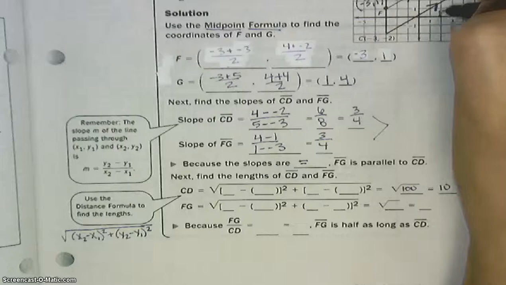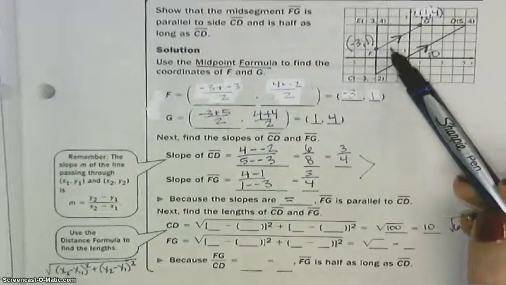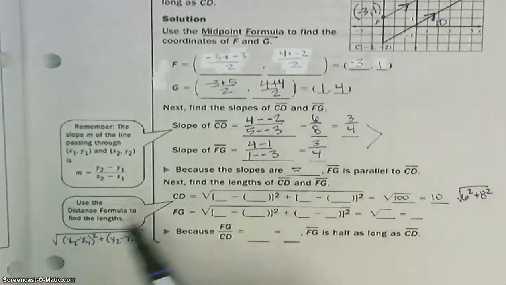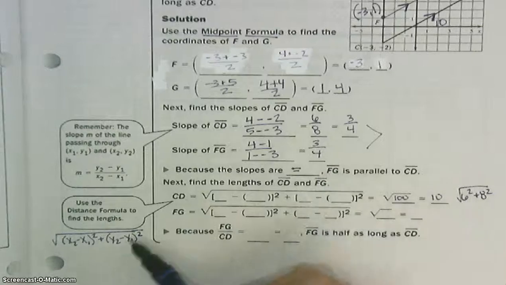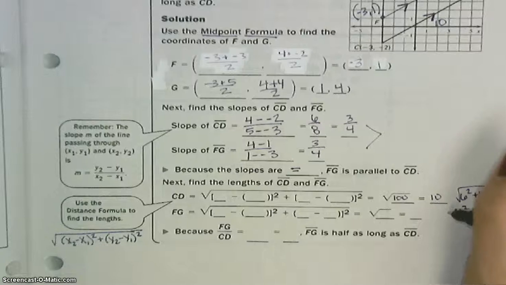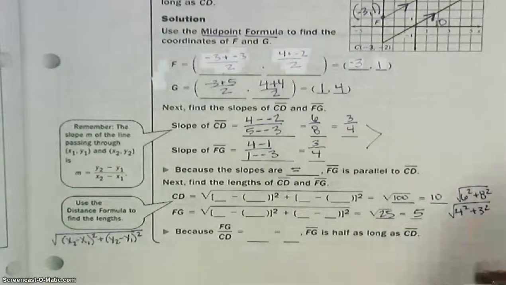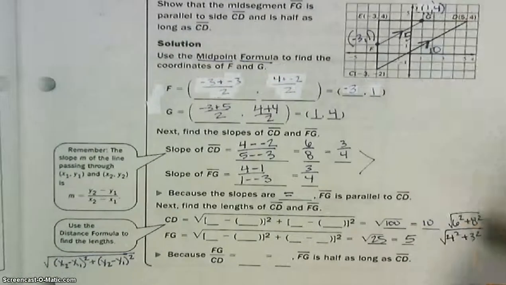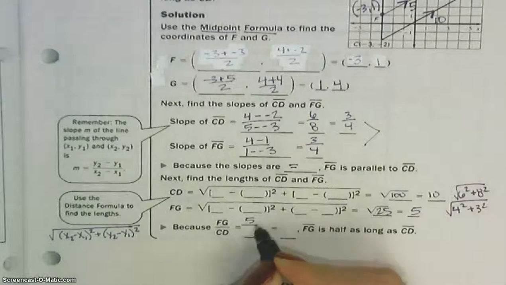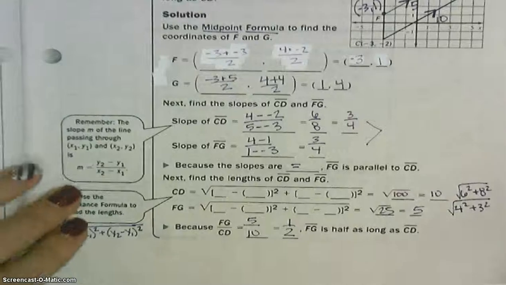So CD is 10. Now we need to find the length of FG. It should be 5, if we did a good job. Let's check it out. I have to subtract the x's. I already know that's 4. And I already know when I subtract the y's, it's 3. 4 squared plus 3 squared is 16 plus 9, which is 25, which is 5. Perfect. We knew that it was supposed to be half, and now we just proved it. FG, which is 5, and CD, which is 10, FG is 1/2 as long as CD.